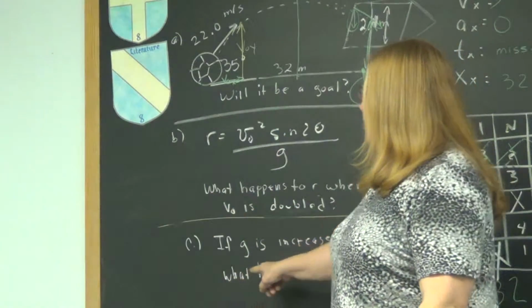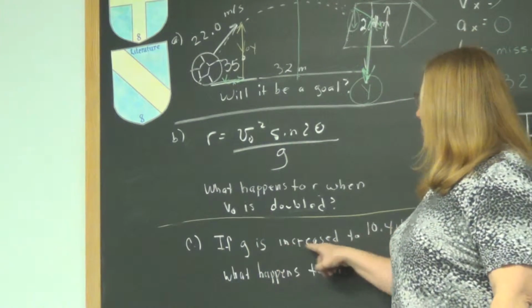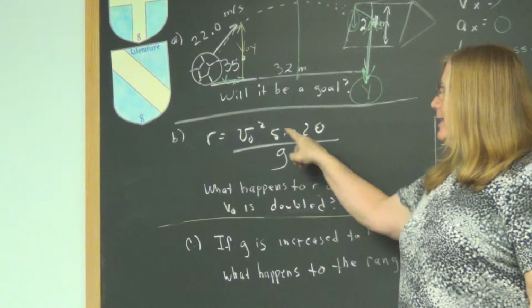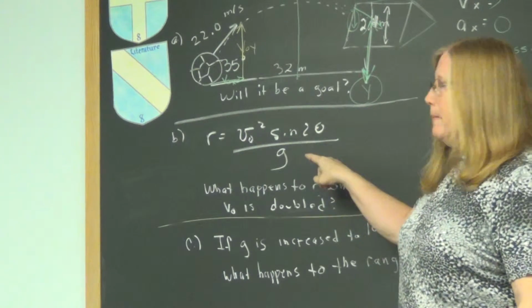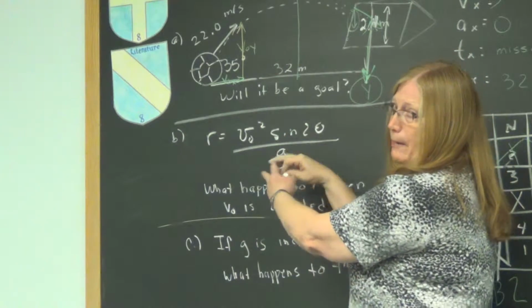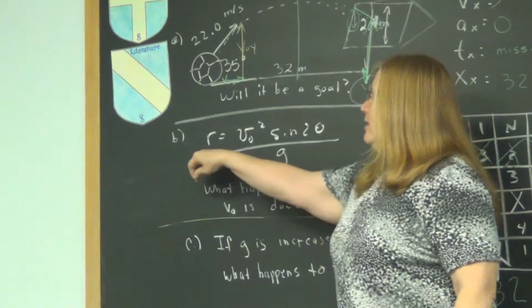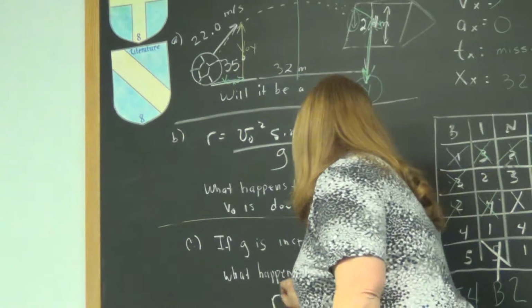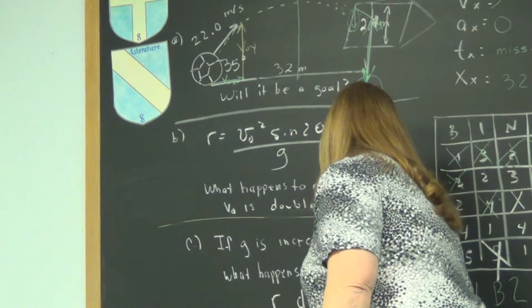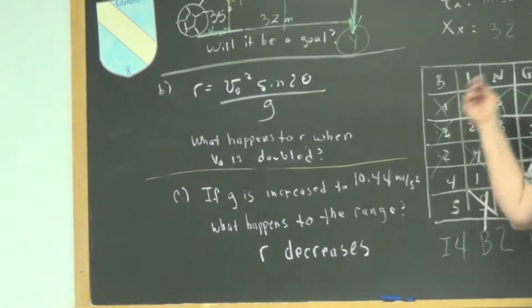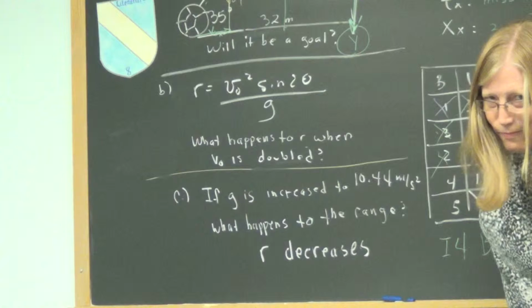Alright, so the answer is, if G is increased, if this number gets bigger, and because it's in the denominator, remember, you're taking something that's staying the same and you're dividing it now by a bigger number, then this should decrease. If you put R decreases, you can do.